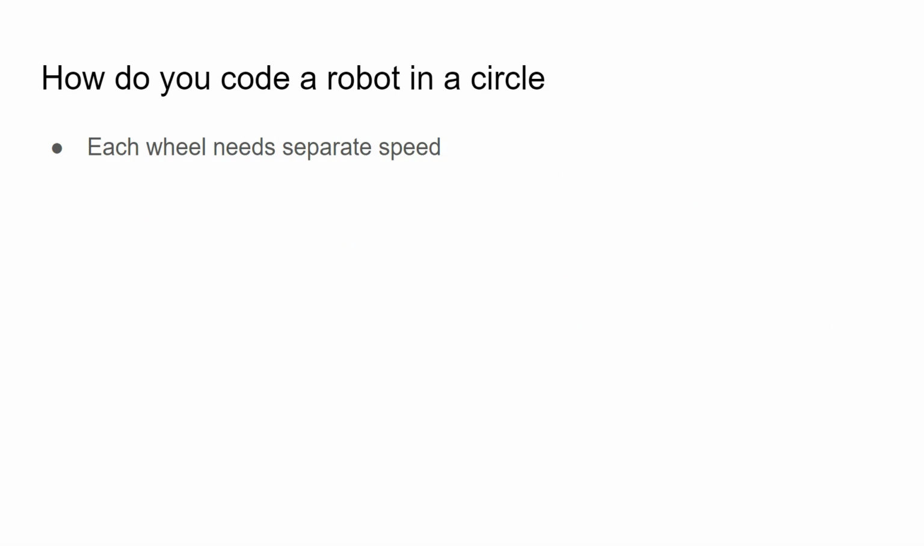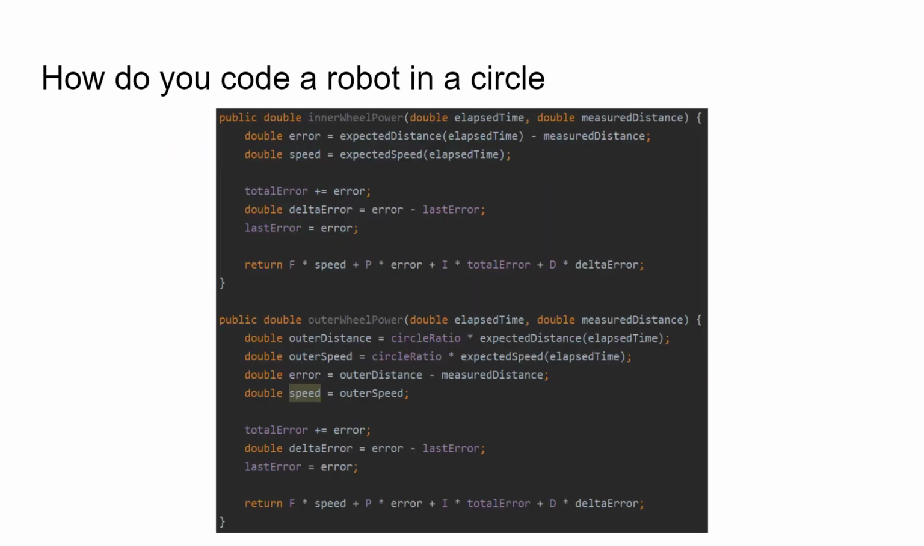The main difference in our code here is that each wheel needs a separate speed. Other than that, the code is pretty much identical. So not included here is this new variable called circle ratio, which is defined to 1.2, or can just be defined to 1 plus robot width divided by turn radius.